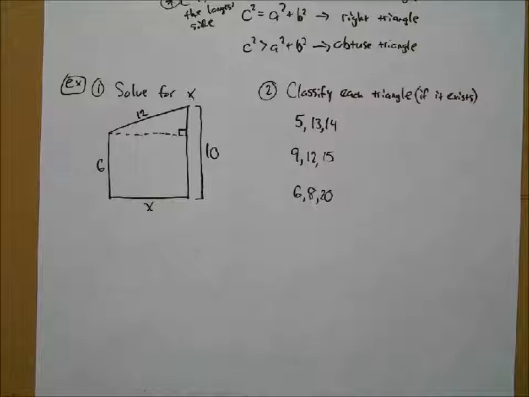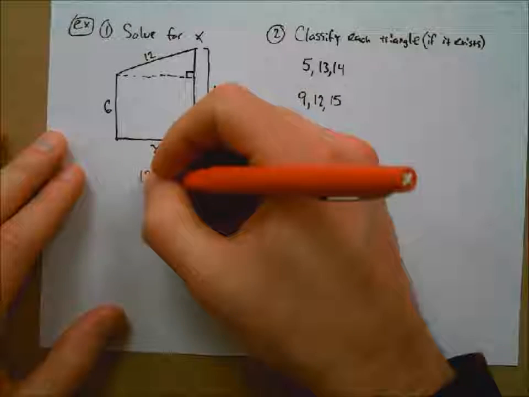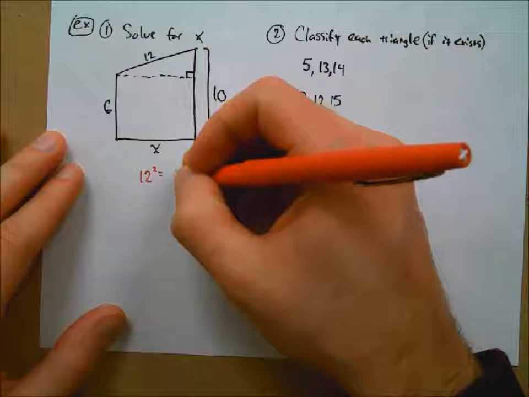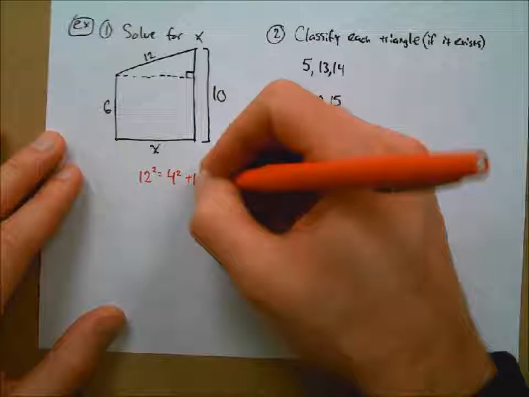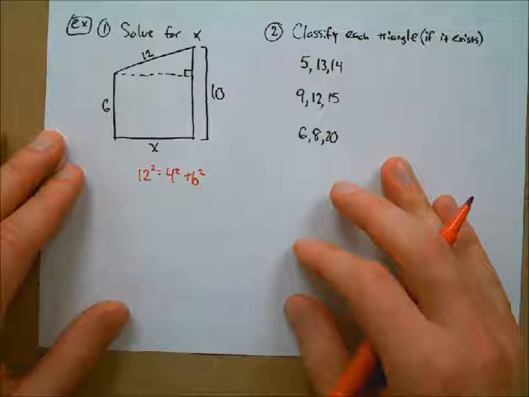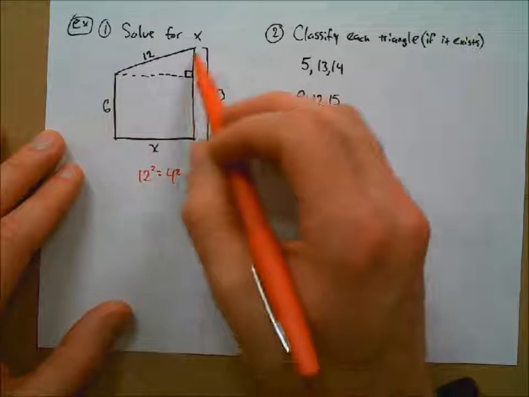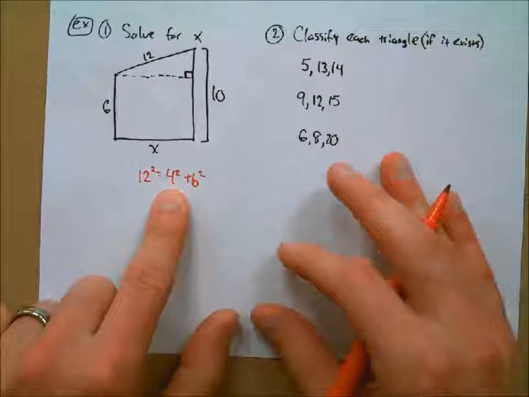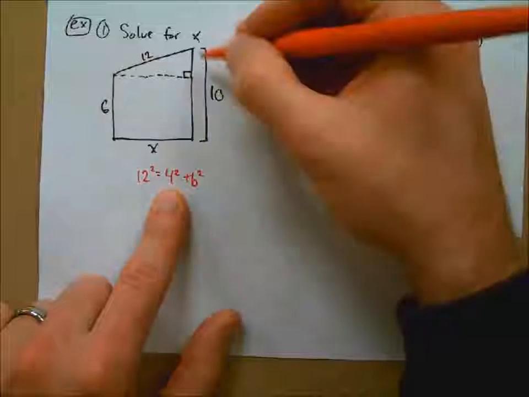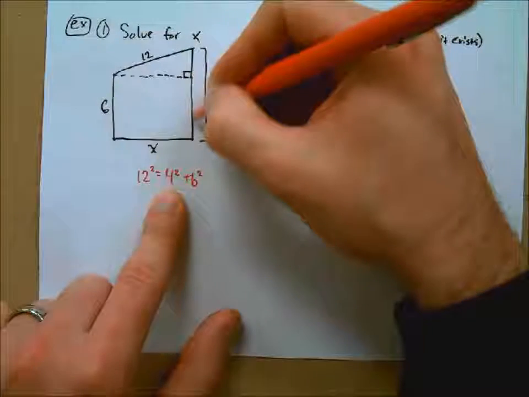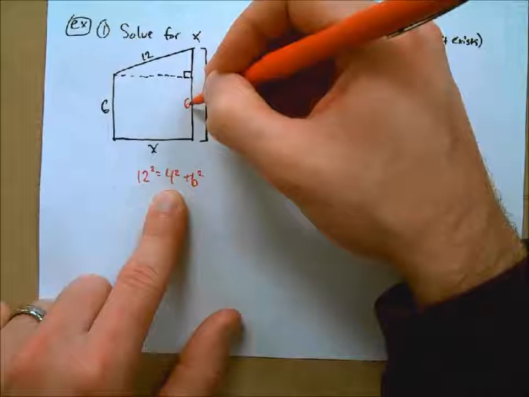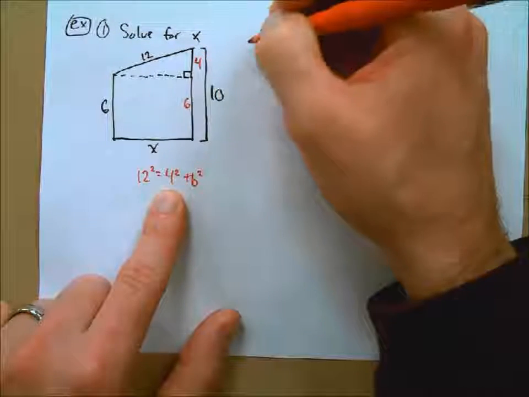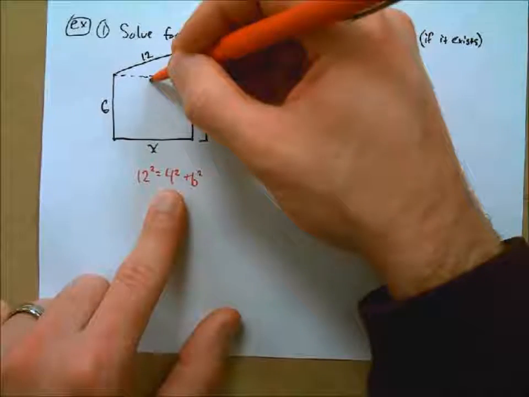Emily, can you help us out for number 1? What was your setup? What'd you do? 12 squared equals 4 squared plus b squared. Okay, so we have a right triangle in here. 12 certainly is the hypotenuse of that right triangle, right opposite the right angle. How'd you get 4 though? I took the total length, which is 10, and then I subtracted 6 from it. Right, so this little piece right here has got to be 6, because this piece over here was 6, and that leaves this to be 4. Very good. And this dotted line is the same as the x, or the b is what you put there. That's fine.